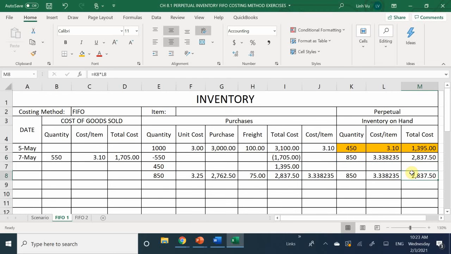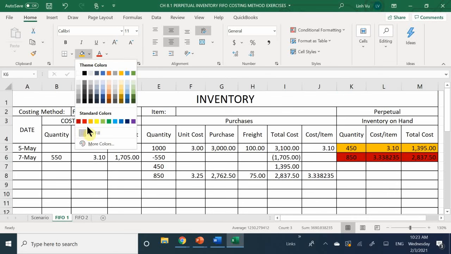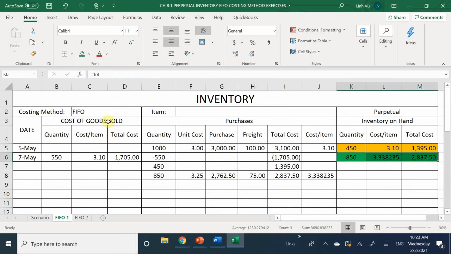Okay, so I'm going to get rid of this right here because this is our second batch, right? We know it's our second batch. Then I'm going to highlight it and make this batch color green. Okay, so now I'm making associations, right? I have an orange batch. I also have a green batch.